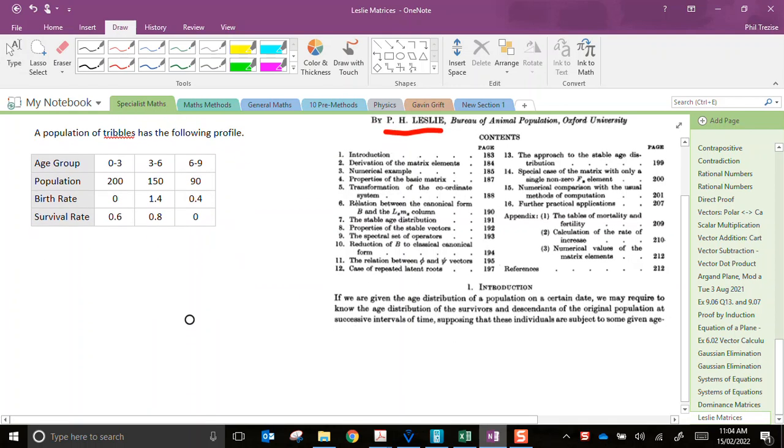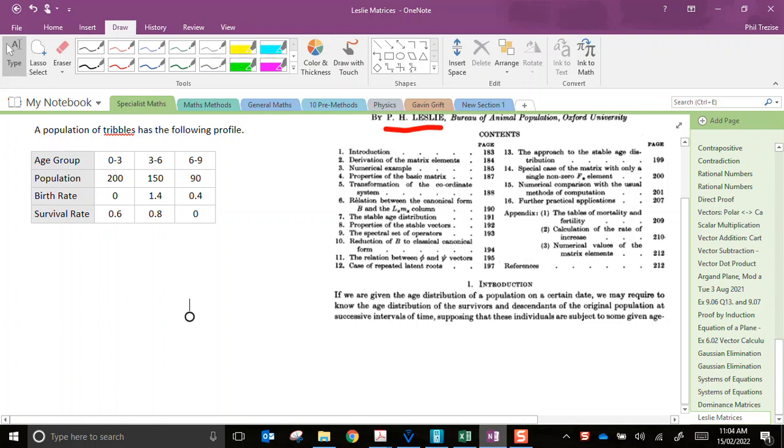So let's begin with this example here. We have the following profile for a population of tribbles. For those who aren't sure, use Google. Tribbles are a fictitious little creature from Star Trek.